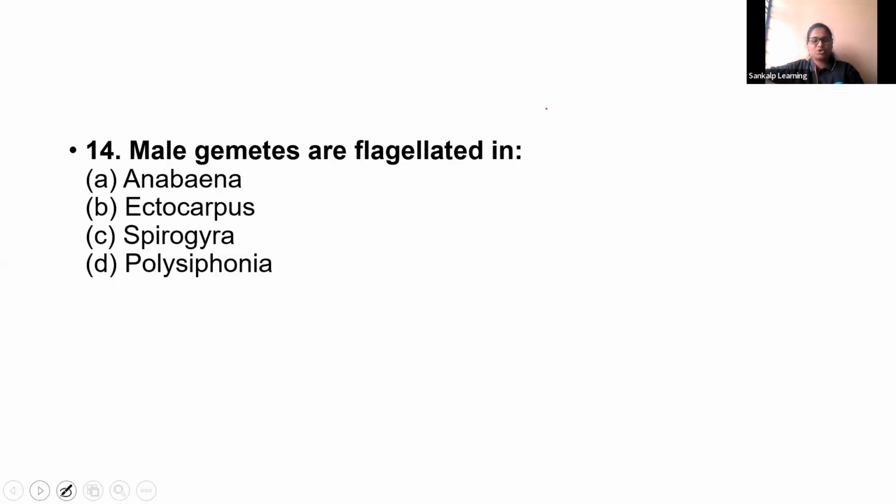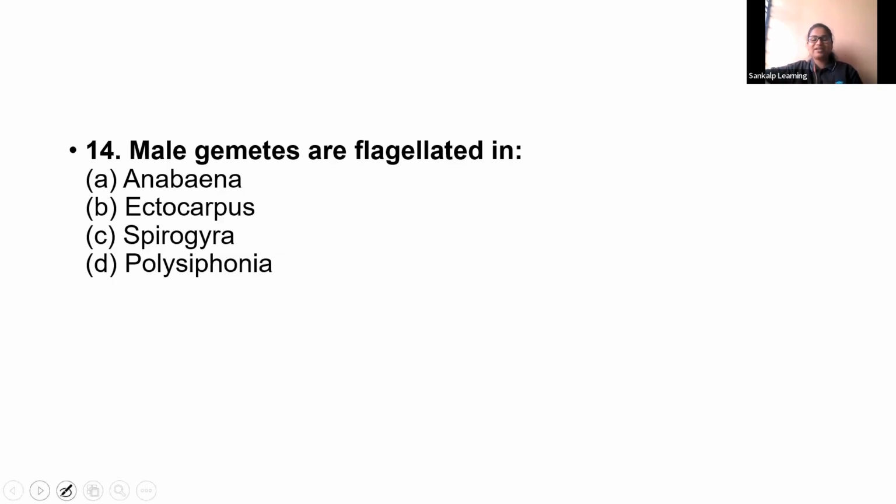Okay, Rashmi. Male gametes are motile in which example? Yes, guys. Who is going to answer this first? Rashmi answered it as option C. Sanjayam answered as option C.